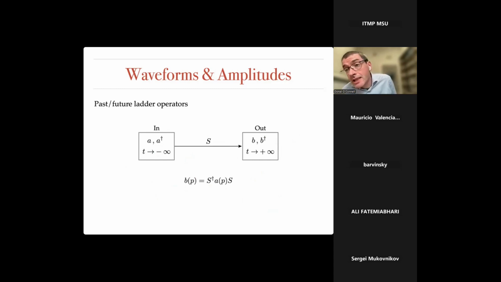Now, it's interesting, though, to understand these things in a little bit more detail. And here I'm going to begin to build up some formalism that I'll use to talk about Hawking radiation. So let me introduce notation for the initial Hilbert space and the final Hilbert space, so the in and out spaces. I'll have ladder operators in the initial Hilbert space, A and A dagger, and another set of ladder operators for the final Hilbert space, B and B dagger. Since the S matrix relates the in and out states, it follows that the B annihilation operator is given by S dagger A S.